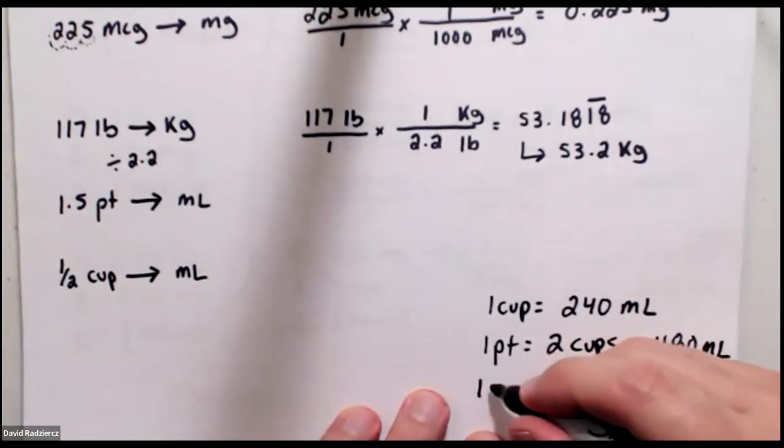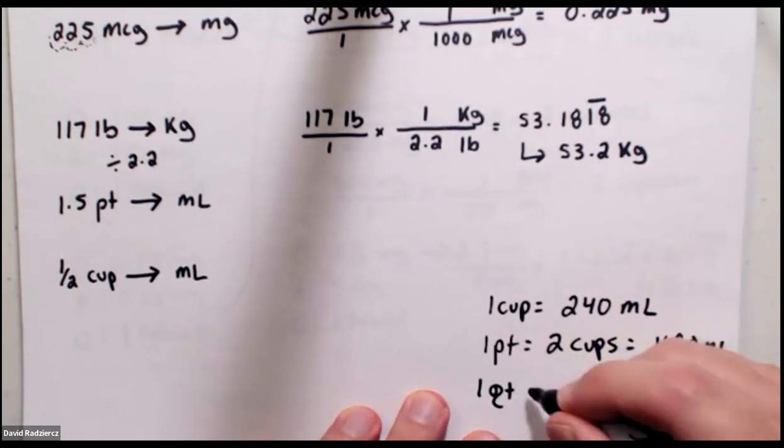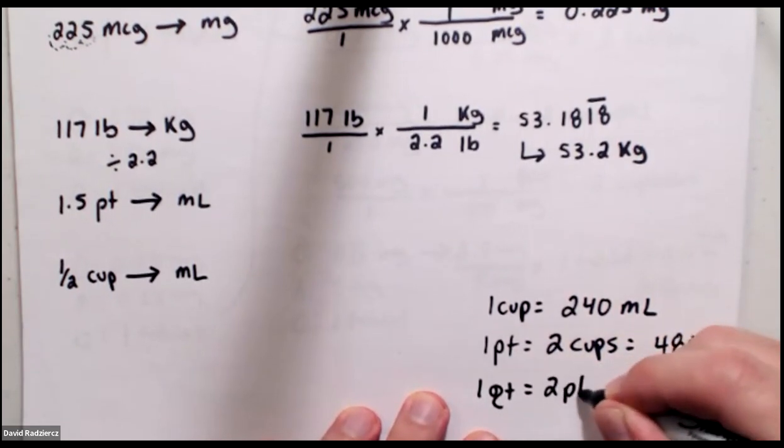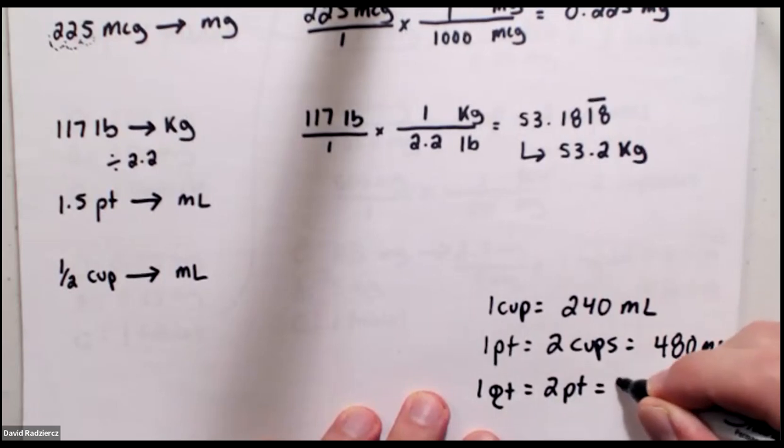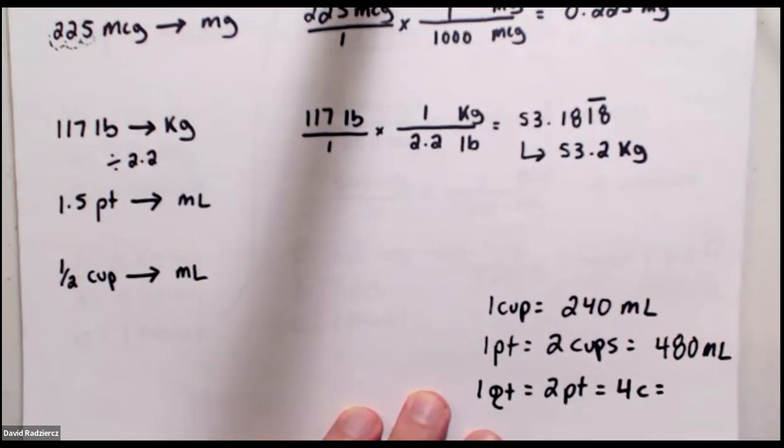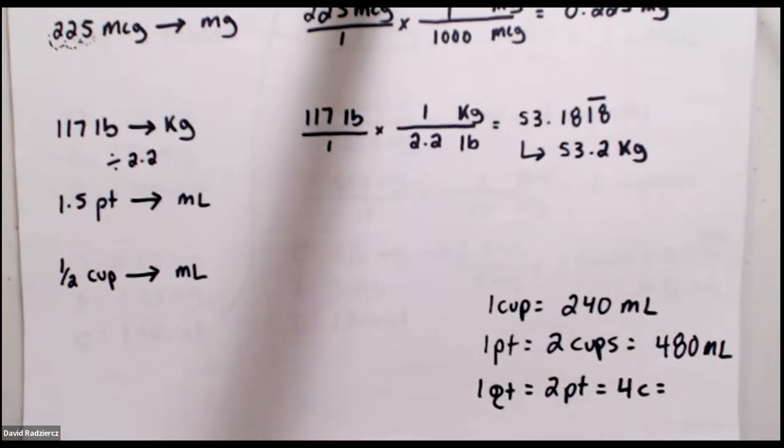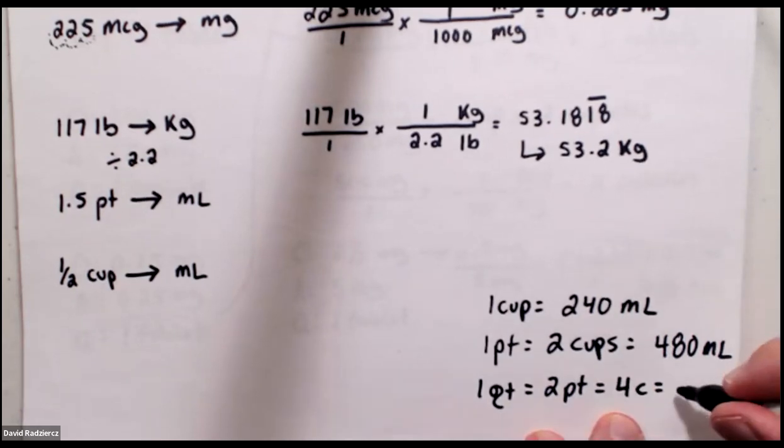And then 1 quart equals 2 pints, which equals 4 cups, which equals, I think that's 960, 480 times 2. Yeah, 960 milliliters.